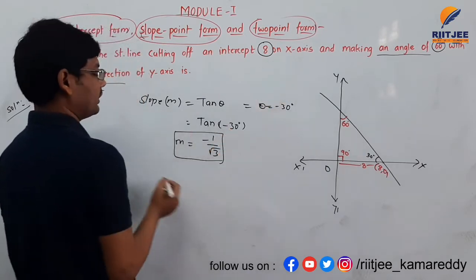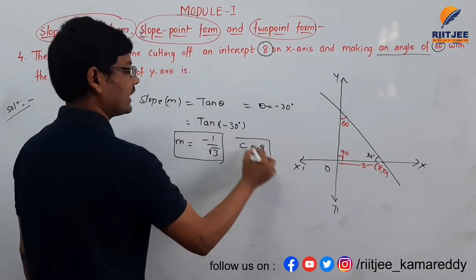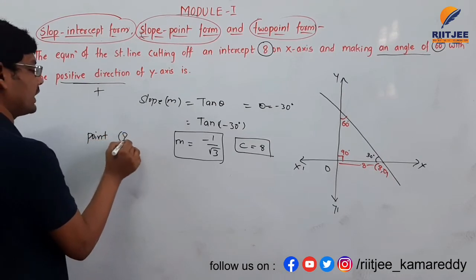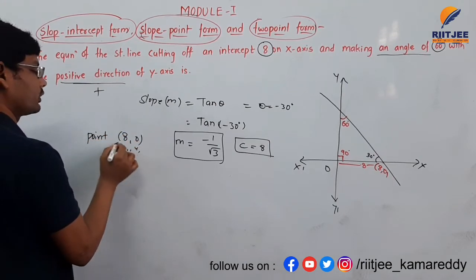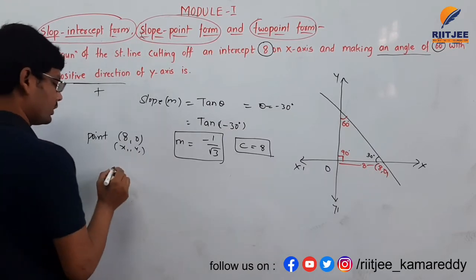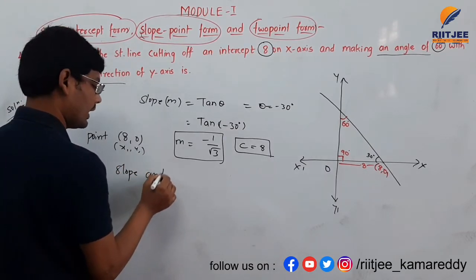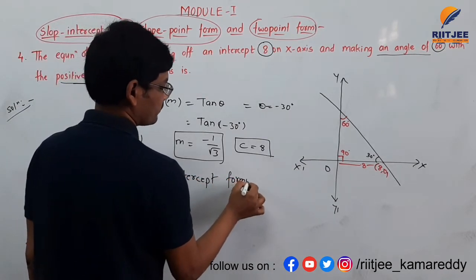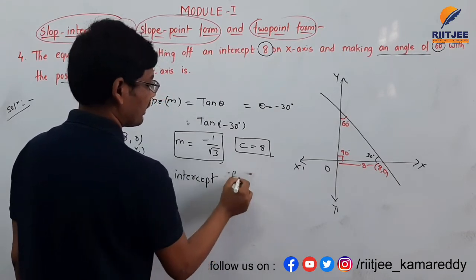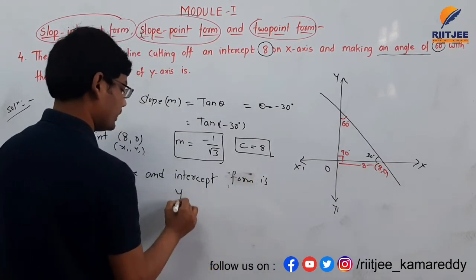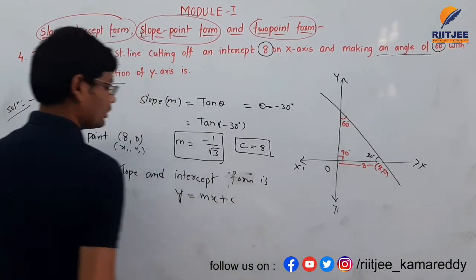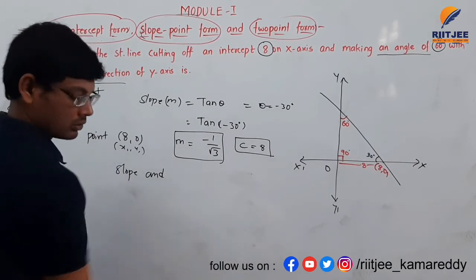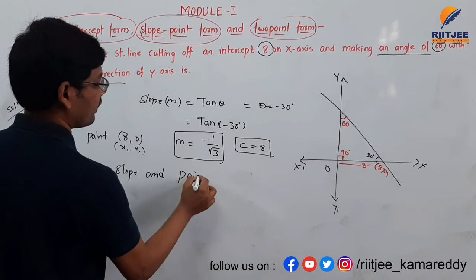And he has given the intercept. c is equal to the intercept, how many units? 8 here, and the point is 8 comma 0, that is x1 comma y1. So the slope and intercept formula, the form y is equal to mx plus c. First we need to find the slope and form. It's slope and point form here.